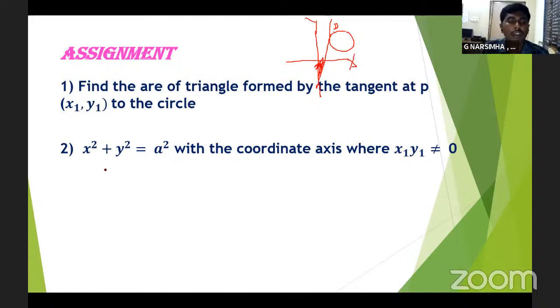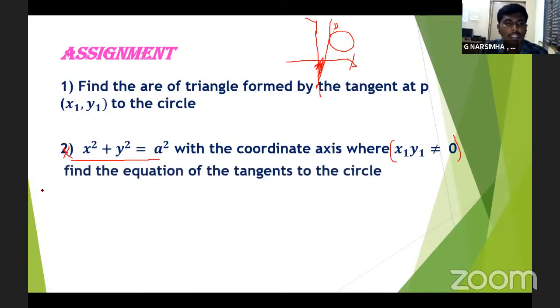And the next one, here it's not a question. Find the area of the triangle formed by the tangent at P(x1, y1) to the circle x squared plus y squared equals a squared with the coordinate axes, when the condition is given that x1 into y1 is not equal to 0.